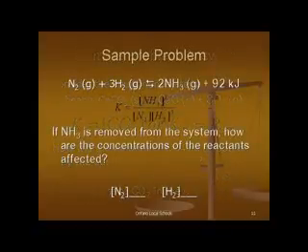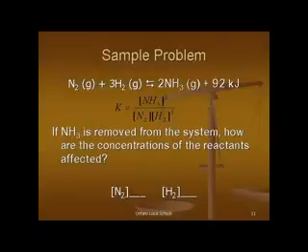Alright, another sample problem. We're looking at the Haber process again, reacting nitrogen with hydrogen to form ammonia, which is NH3. If we remove ammonia, NH3, from the system, how are the concentrations of the reactants affected? What I'd like you to do is go ahead and just pause the podcast and answer that, and then come back and we'll see how you did.